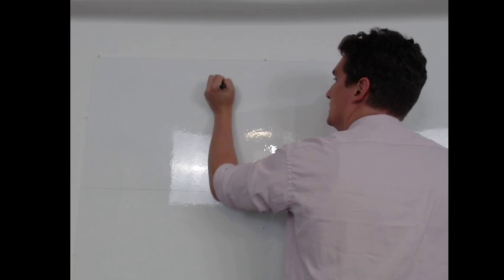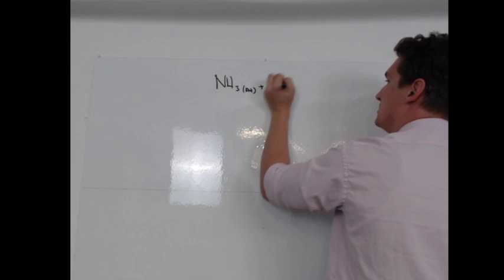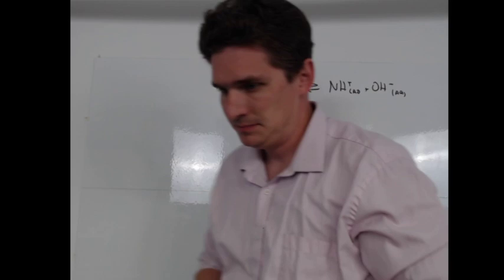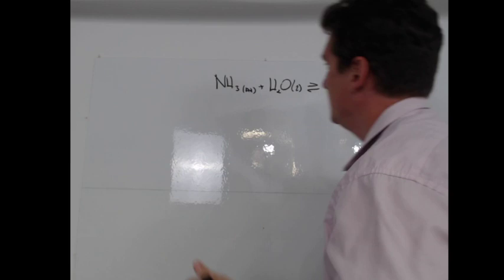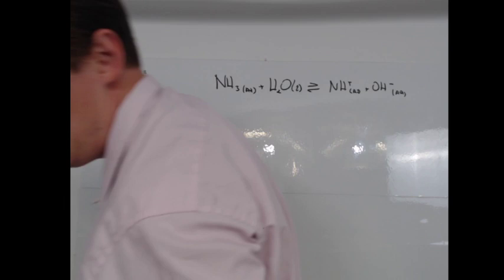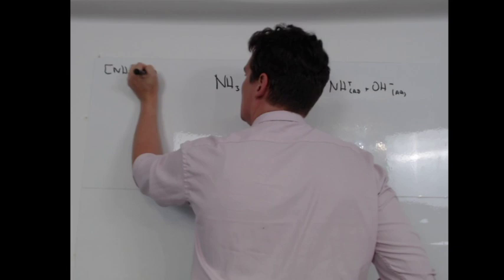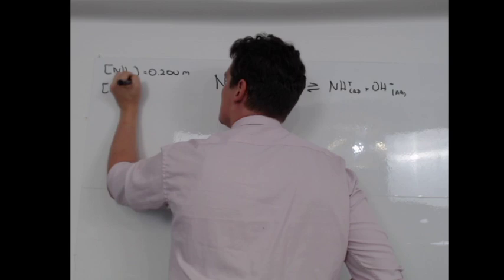So let's work that problem. It's actually pretty straightforward. So it gives you the reaction NH3 plus H2O goes back and forth to NH4+ and OH-. And we're given the concentration of ammonia is 0.2 molar. The concentration of ammonium, NH4+, is 0.0149.